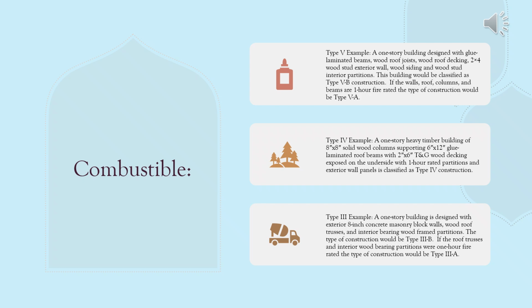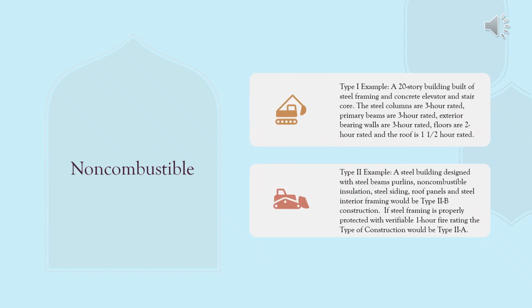Type 3 example: a one-story building is designed with 8-inch concrete masonry block, wood roof trusses, and interior bearing wood frame partitions. It all has to do with the combustibility of the building, and that's what the determining factor is going to be. Non-combustible is determined as either type 1 or type 2.